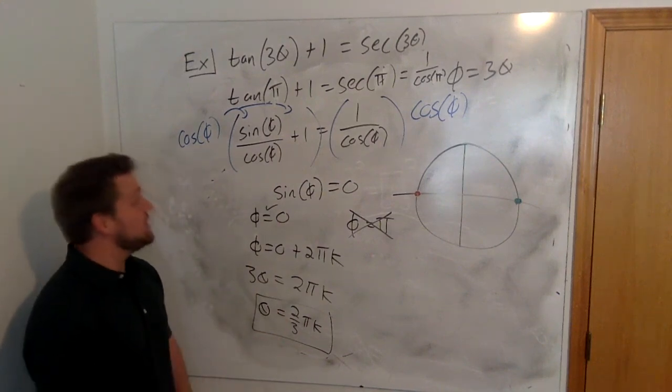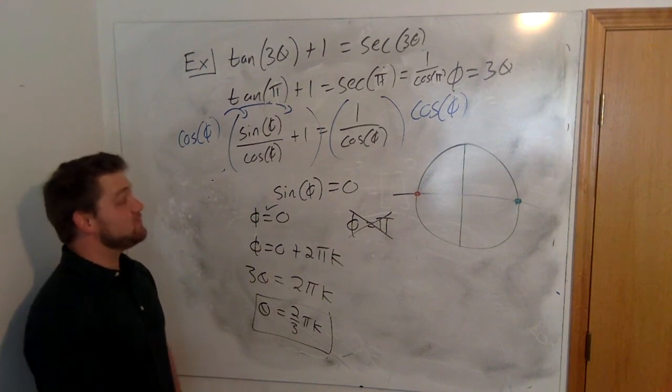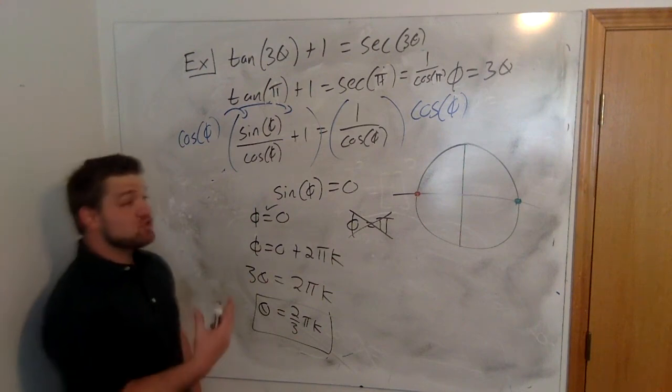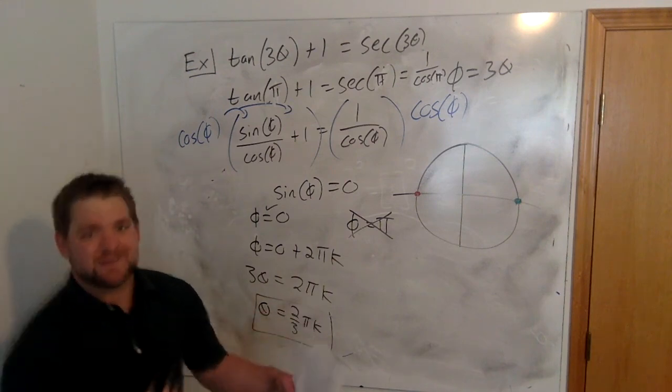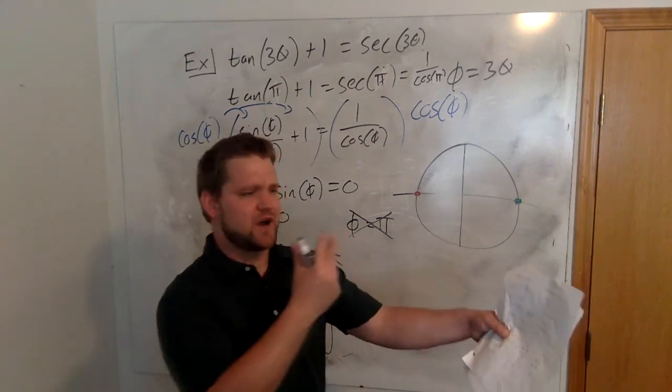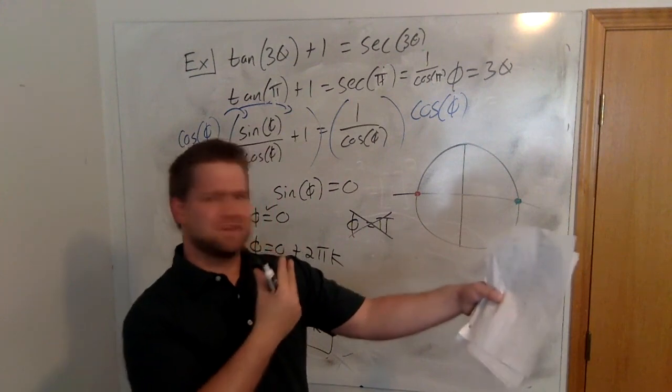Okay, that's all I have for this video. What we're going to be doing in the next video is looking at trig equations where maybe we have a sine of 2 theta and then we just have a sine of theta. So kind of a trig equation where the periods aren't matching up.